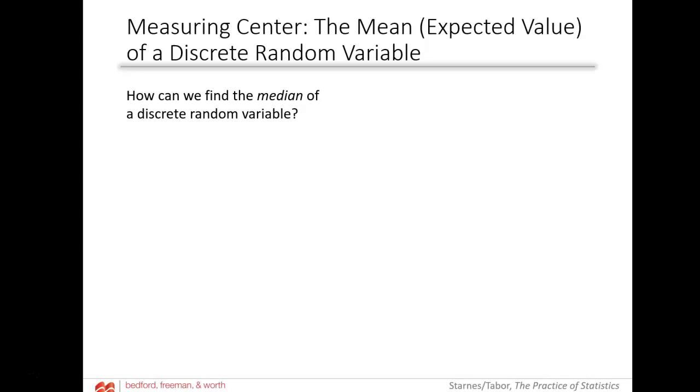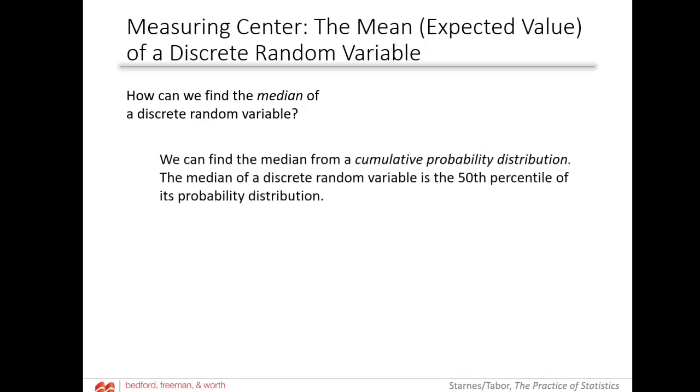All right, well, what about median? So if you want the median of a discrete random variable, remember, median is the middle. So middle is going to be once we hit the 50th percentile of the probability distribution. So their suggestion is, what if you created a cumulative probability distribution where you start adding them up as you go along?